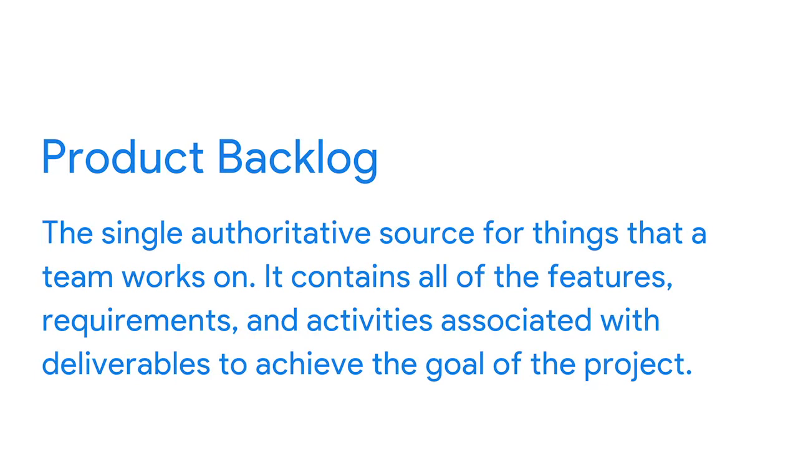In this program, we've introduced you to lots of project management artifacts, such as project plans, statements of work, RACI charts, and more. Now, we'll review an important artifact of the Scrum framework, the product backlog. In an earlier video, we defined the product backlog as the single authoritative source for things that a team works on. It contains all of the features, requirements, and activities associated with deliverables to achieve the goal of the project. The traditional, non-agile project management equivalent would be the set of project requirements.